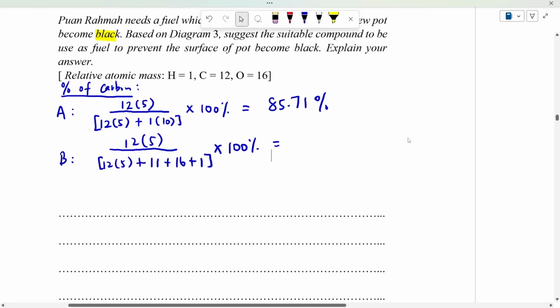Okay, so how many percent? 68.18%. Okay, so which one will fulfill the needs of this one, Rama? A or B? We want to see if A's percentage is higher, meaning more carbons, right? Okay, so more carbons, more black soot, right? So you should choose B.